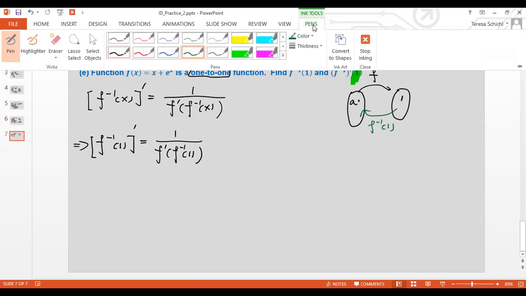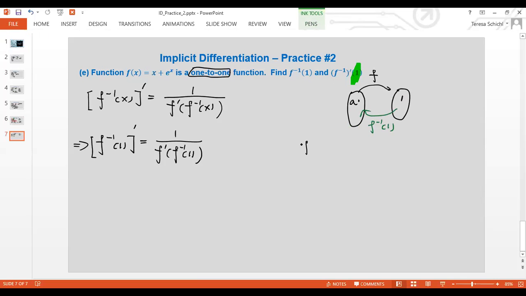Okay, so now let's take a look at this one. This one is a little tricky. That means f of a, so a plus e^a is equal to 1. What is the a that satisfies this equation? Here you can try trial and error. If you try a equal to 0, you will see f of 0 is equal to 0 plus e^0. I know e^0 is 1.